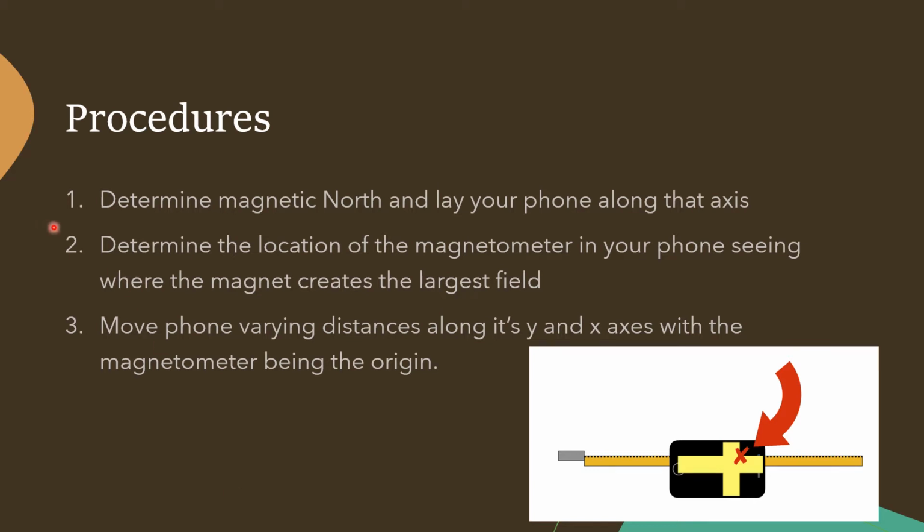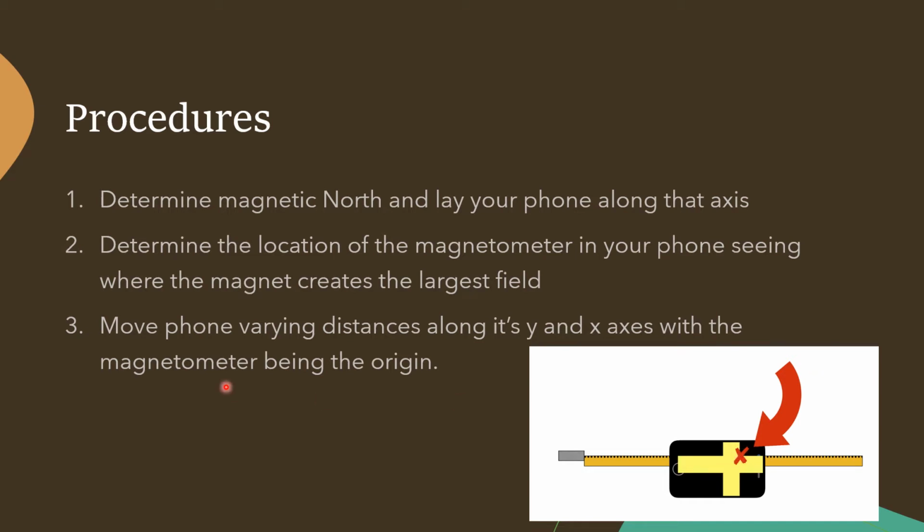So the procedures were first to determine the magnetic north of your magnetometer, and arrange your phone to magnetic north. Once that is set, either the x or y value was as close to 0 as possible. You set that as your magnetic north, and you found the location of the magnetometer by placing the magnet along the x-axis to determine where the largest magnetic field was. So it would be right here. And then you did it on the y to determine this to be the location of it.